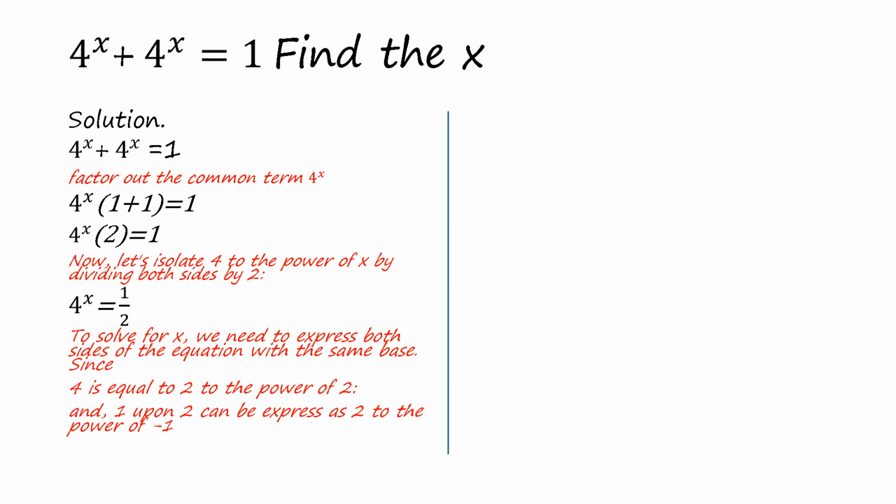Hence, the equation is simplified to (2^2)^x = 2^-1. We simplify the exponents by applying (a^m)^n = a^(mn). 2^(2x) = 2^-1.